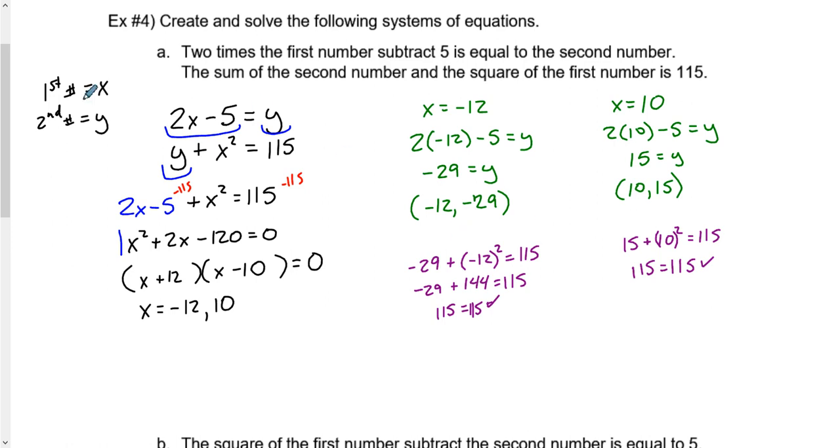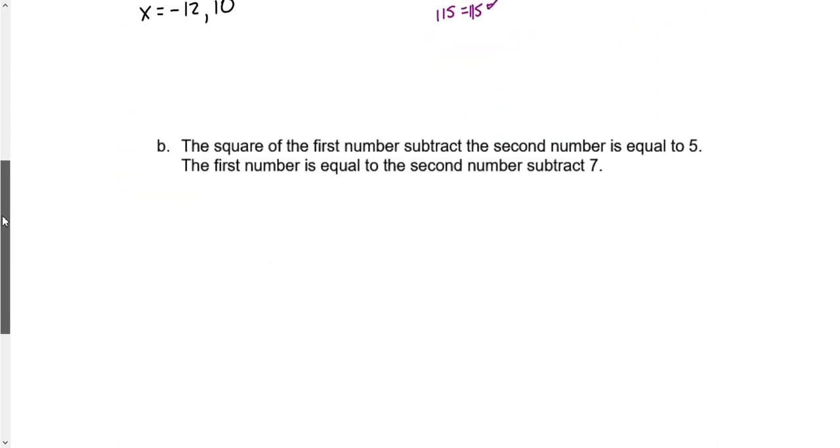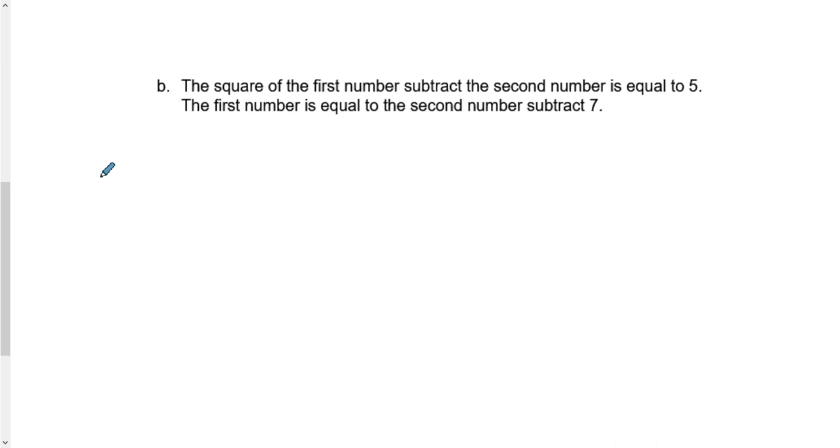There didn't need to be any kind of full relationship between our x's and y's, or our first number and second number. All right, we did this one by substitution. We'll do the other one by elimination. The square of the first number, subtract the second number, is equal to 5. The first number is equal to the second number, subtract 7. So once again, let's just say that our first number is x and our second number is y.